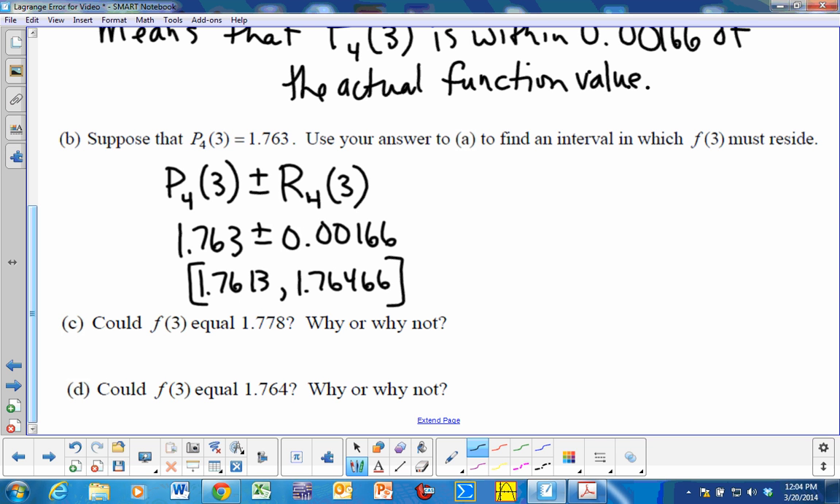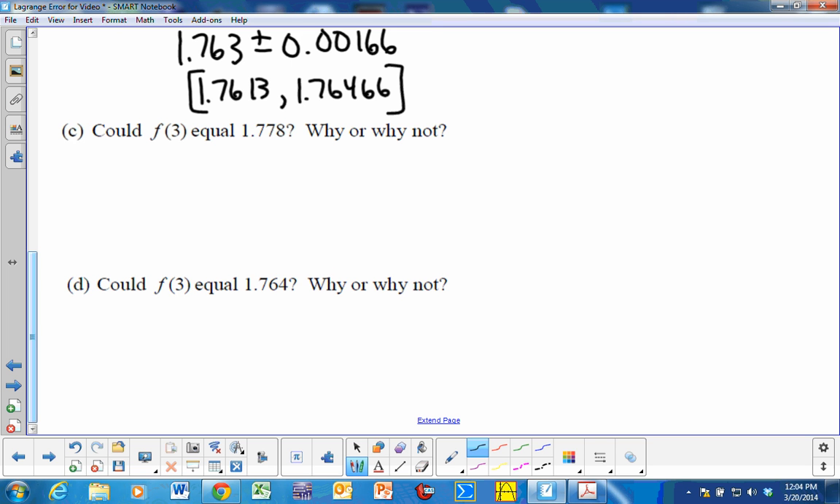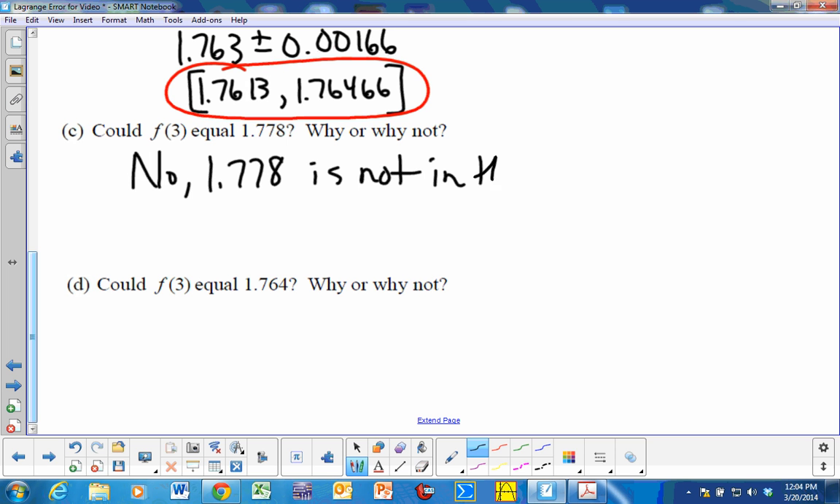You should practice that on your calculator, but that's the interval. So what we're saying is the actual function value at 3 is somewhere in that interval. Then the next question says, okay, could f of 3 be 1.778, and why or why not? Well, remember, 0.00166 is the worst we could be. That's the most we can be off. This is the range that we know the actual answer is definitely in, because we found the biggest amount we could be from the real value. Well, 1.778 is not in that interval. So my answer here would be no. 1.778 is not in the interval, that's the reason. That cannot be the function value.